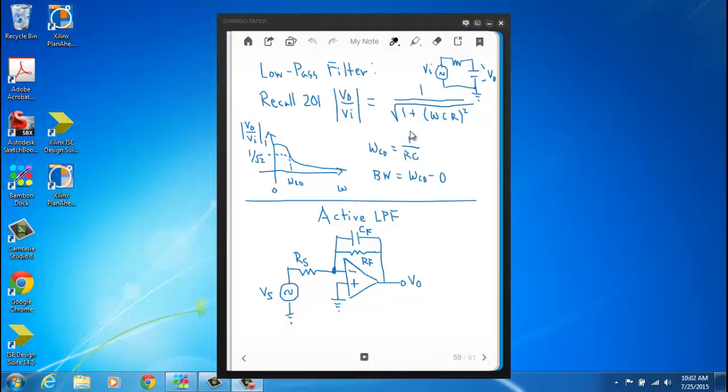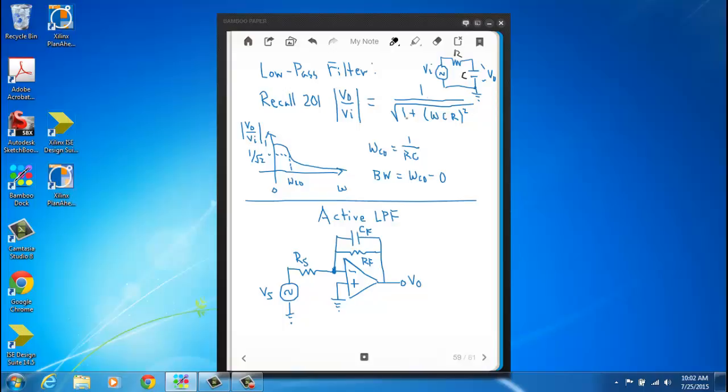This video is to show how an op-amp can be used as a low-pass filter. First of all, just some review material from your circuit theory class. One example of a low-pass filter where an op-amp is not used is a simple RC circuit, where you connect a resistor and capacitor like you see here and find the magnitude of the ratio of V out to VI. It comes out to this expression here.